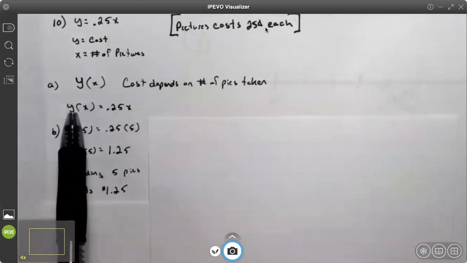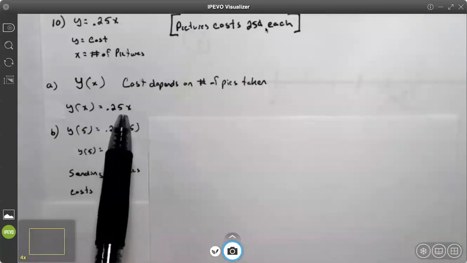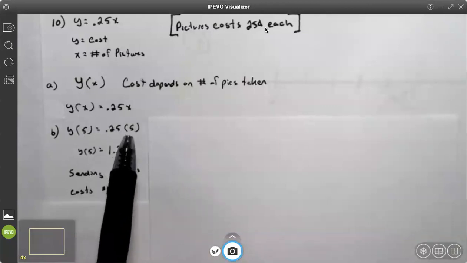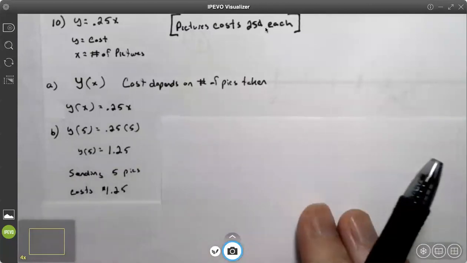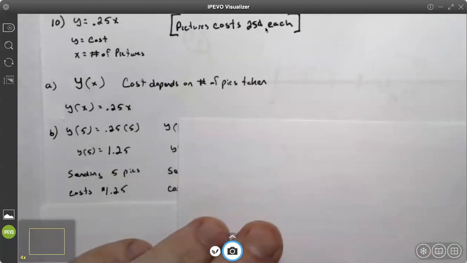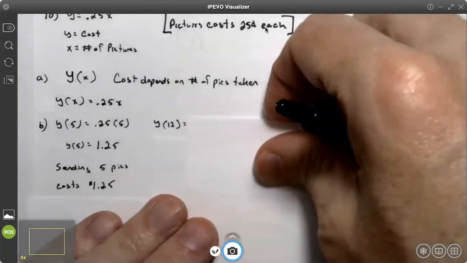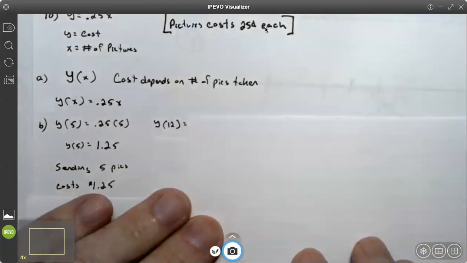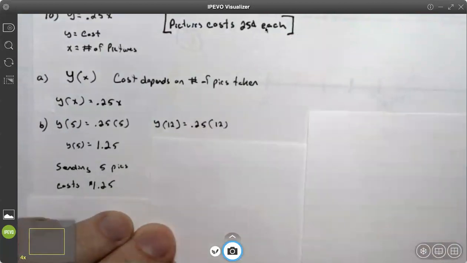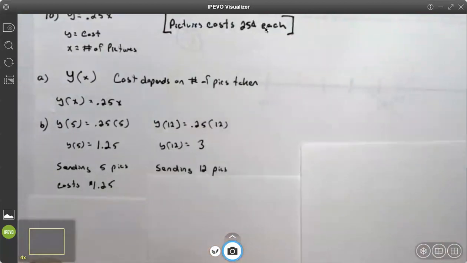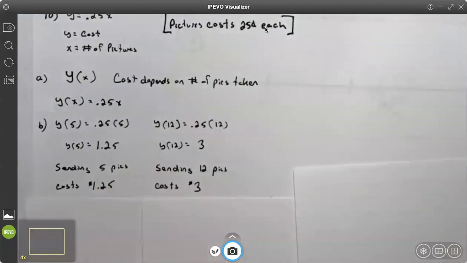So y is a function of x. We plugged in for x, 5 pictures taken, and we got a total cost of $1.25. Let's do one more with that. Find y of 12, which means how much does it cost to take 12 pictures? So if you plug 12 in and work it out, you get 3. So sending 12 pics costs $3.